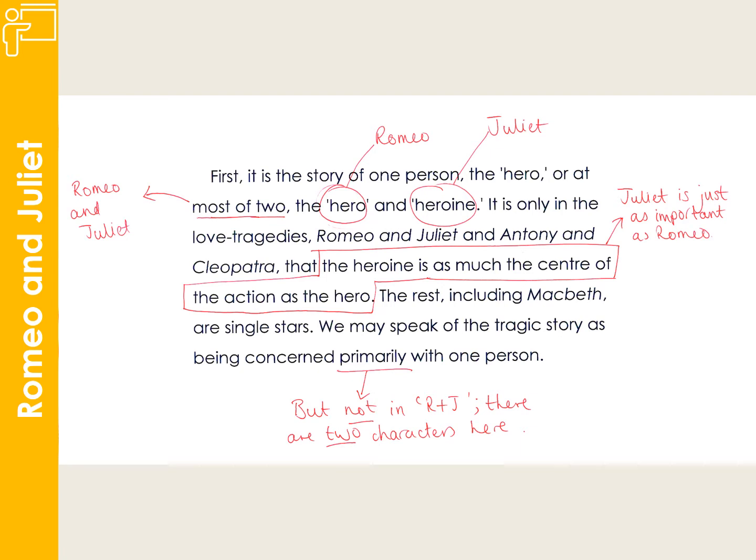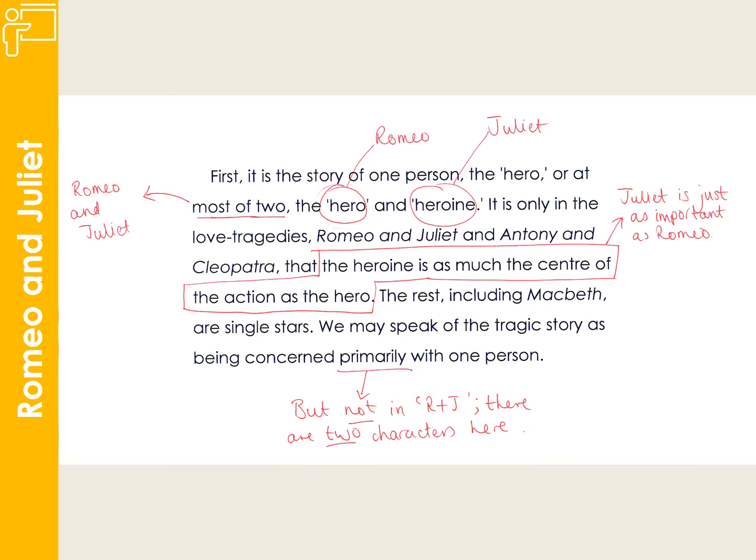So if we look at the second line, where it says "most of two people," we know that Romeo and Juliet focuses on Romeo and Juliet. We know that Romeo is the hero and Juliet is the heroine. If we look a bit further down, it says that in Romeo and Juliet, the heroine is as much at the centre of the action as the hero. And we can see that this person has identified that Juliet in the play is just as important as Romeo.